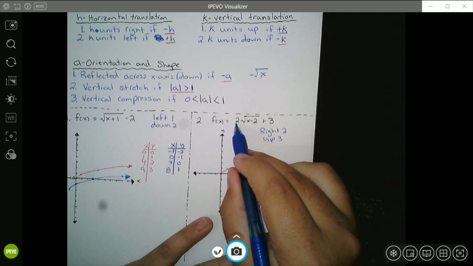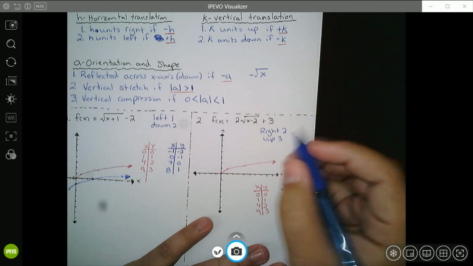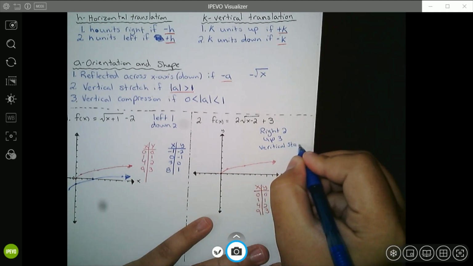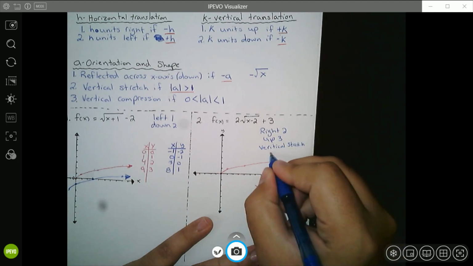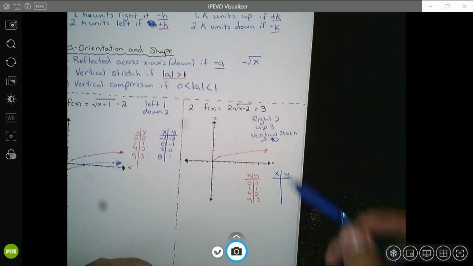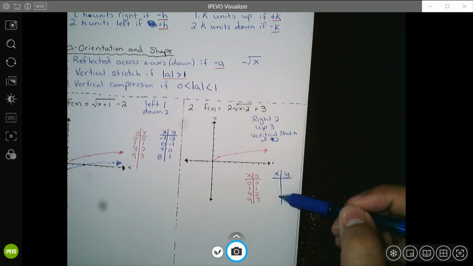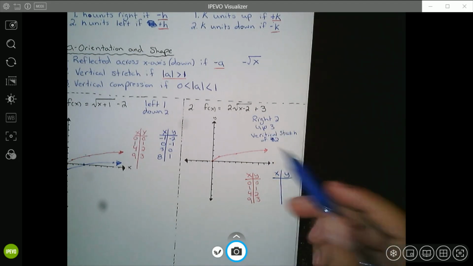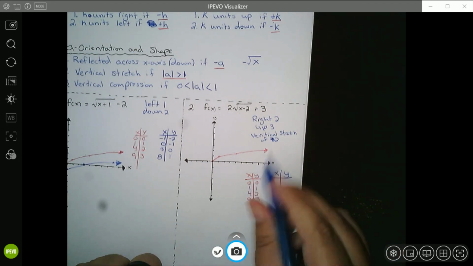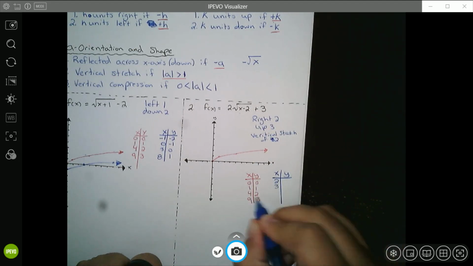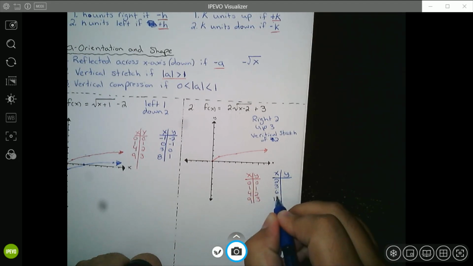And 2 is greater than 1, and it's positive, so it's a vertical stretch of 2. Okay? So it all plays a role. The only thing that can affect the x value is anything inside the parentheses. In this instance, it's that right 2 movement. So all these values are going to move to the right 2. So 0 becomes 2. 1 becomes 3. 4 becomes 6. And 9 becomes 11.